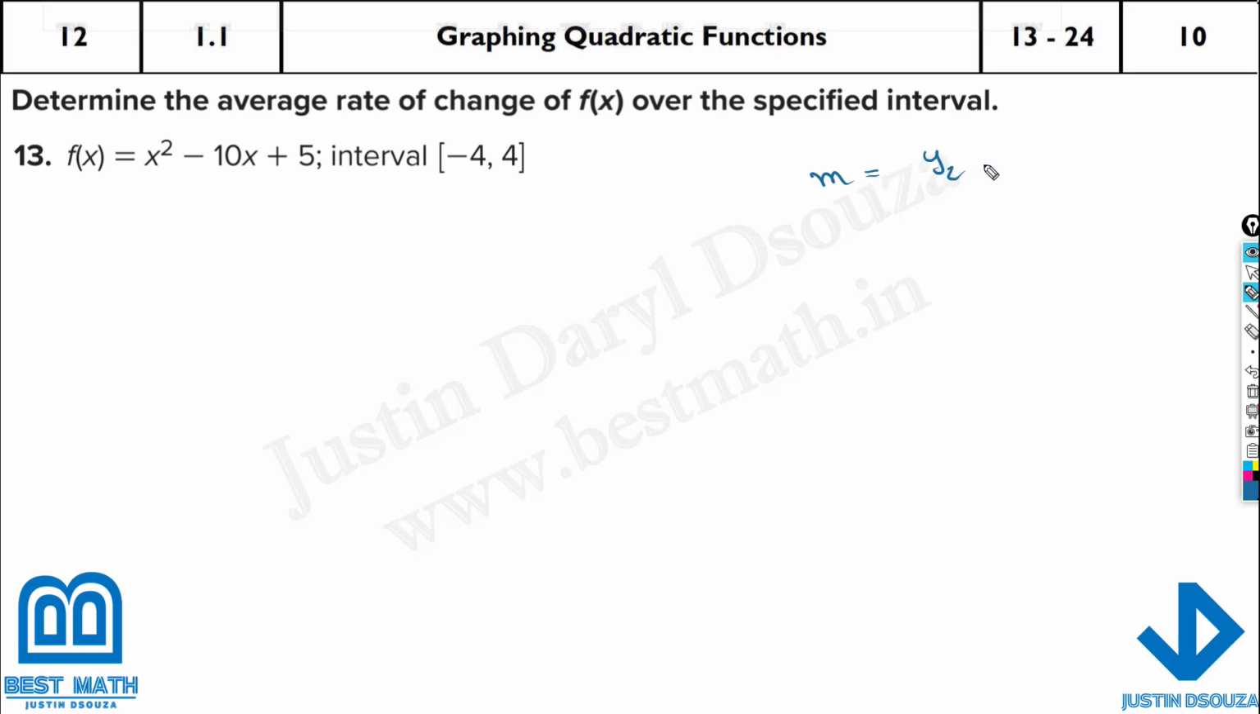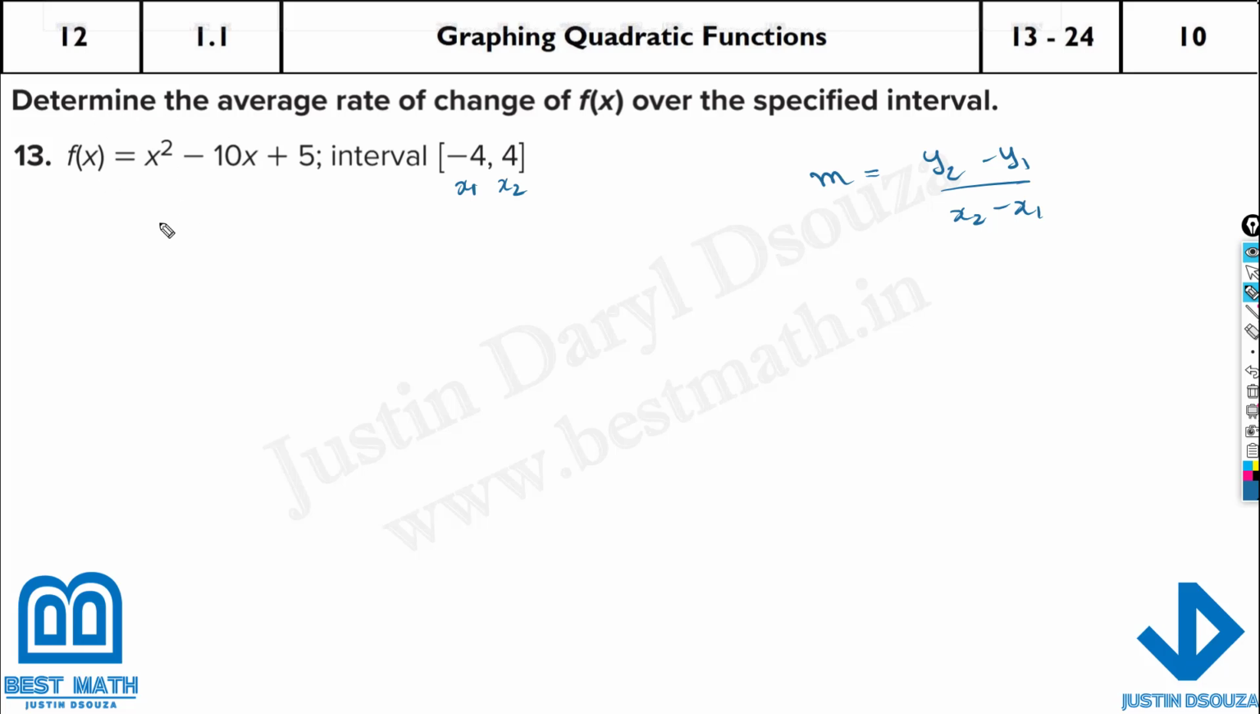If you might remember, it's y2 minus y1 over x2 minus x1. So this is the slope formula. Now, where is y? Where is x? You can see the interval is given, a specified interval. This interval is considered to be x1, x2. The first one is always the first interval, the second is the second interval, x1, x2.